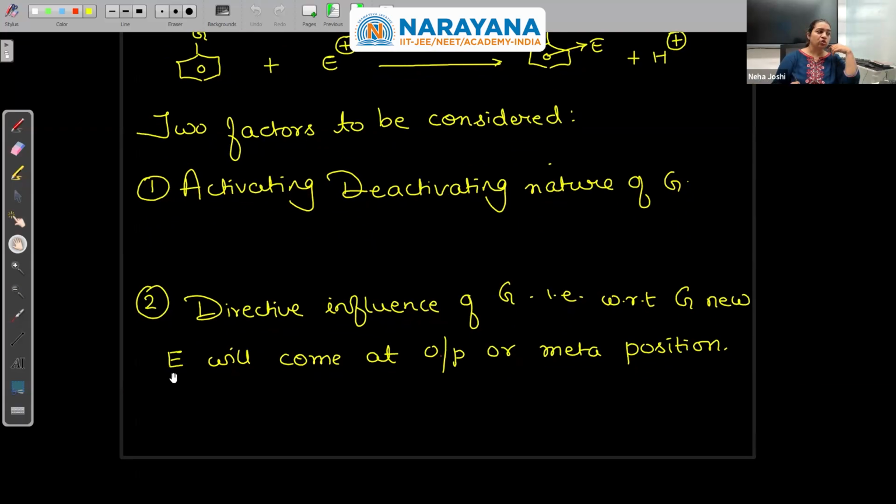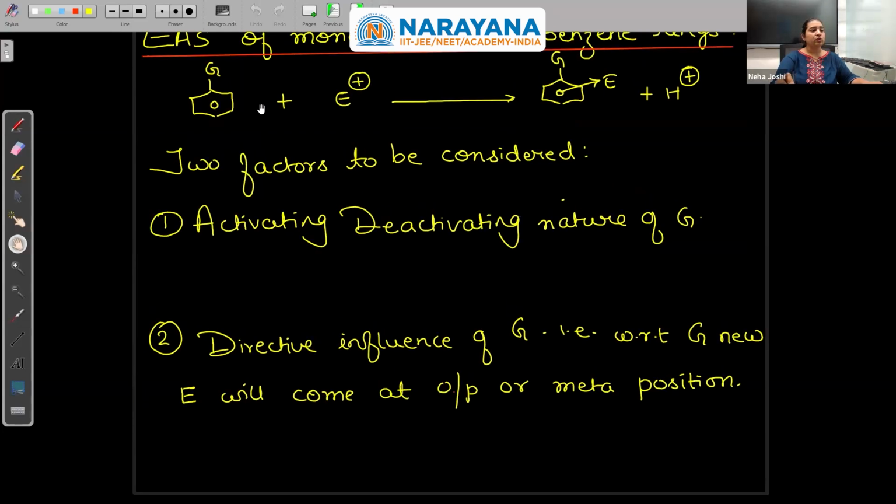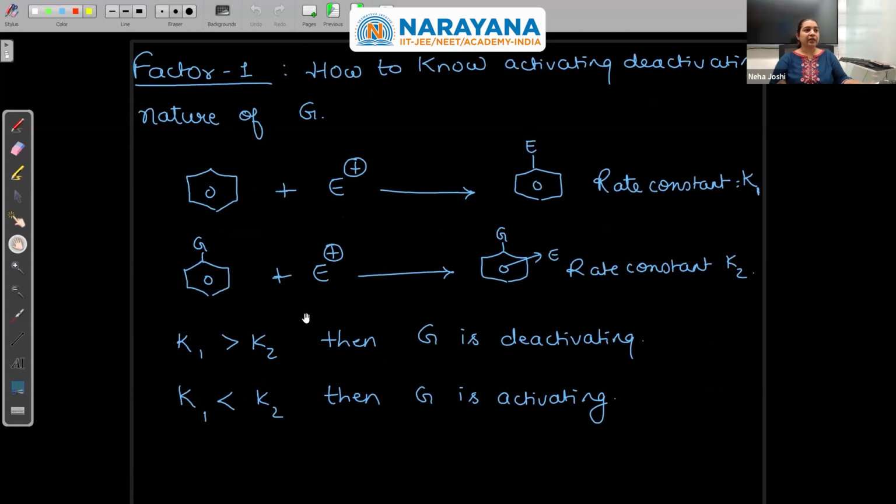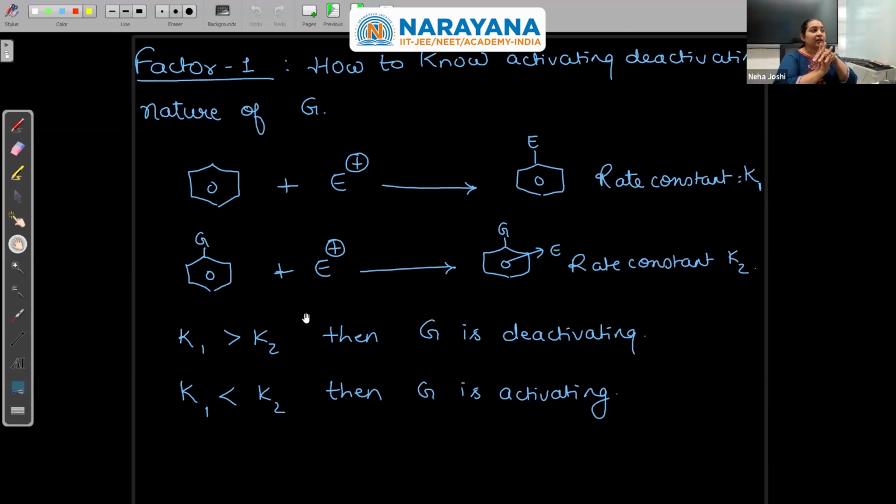I mean, with respect to G, the new E will come at ortho, para or meta position. So two things we have to study. First, the activating or deactivating nature, and second, the directive influence of G, how it will direct the incoming electrophile. Now you have to be very clear that when I talk of the activating or deactivating nature of G, it is an entirely different thing. And when I talk of directive influence, it is a different set. They may have overlapping properties, overlapping observations, overlapping groups, but they are not identical points.